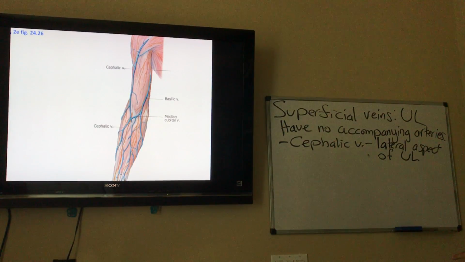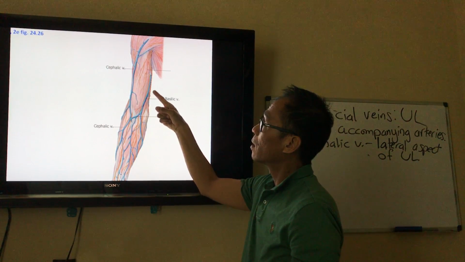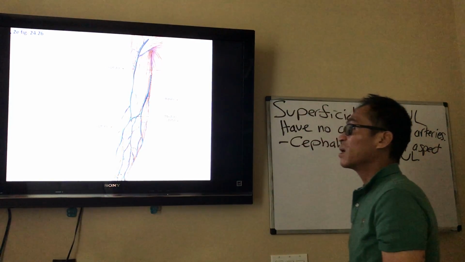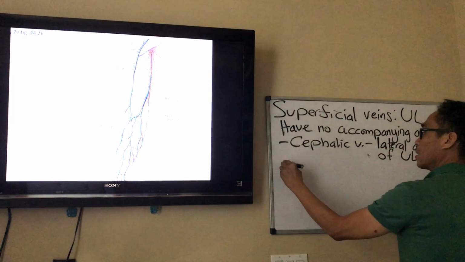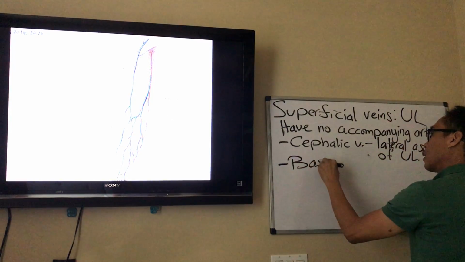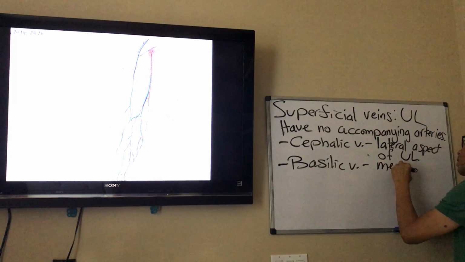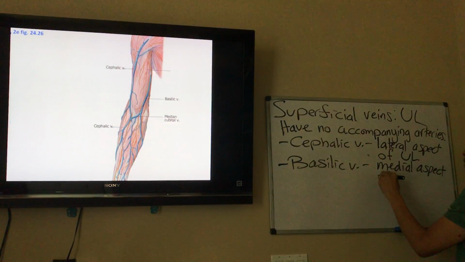On the medial aspect of UL, look for Basilic. These are both going to drain into the axillary vein, or really close to it. You can't see that here though. You just look for them. Basilic. Look for it on medial aspect of upper limb.